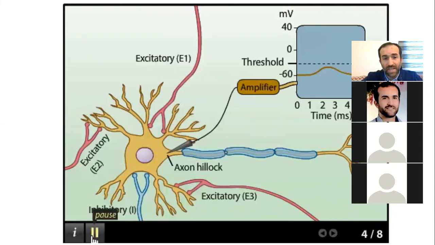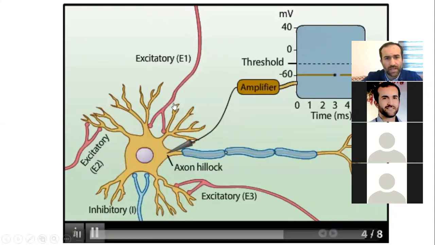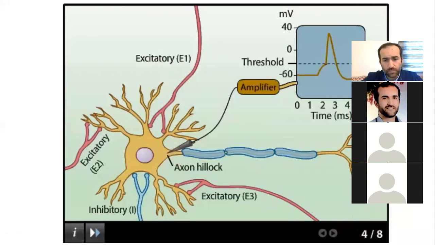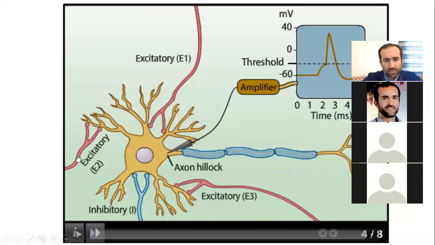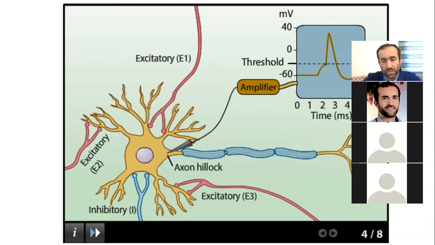Okay. Now, what if the two messages come together? What do you observe on the oscilloscope? A larger EPSP, and it reaches the threshold, leading to an action potential. So when the two messages arrive at the same time, they have the possibility to make an action potential.